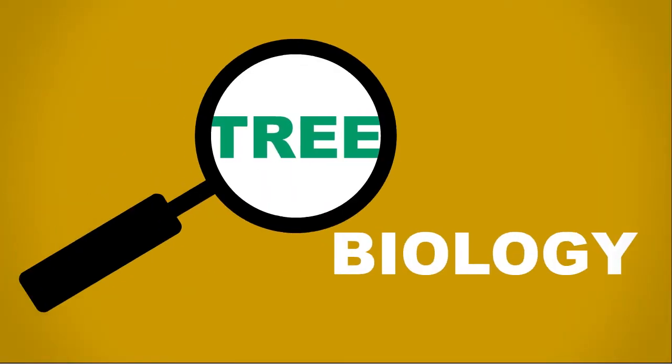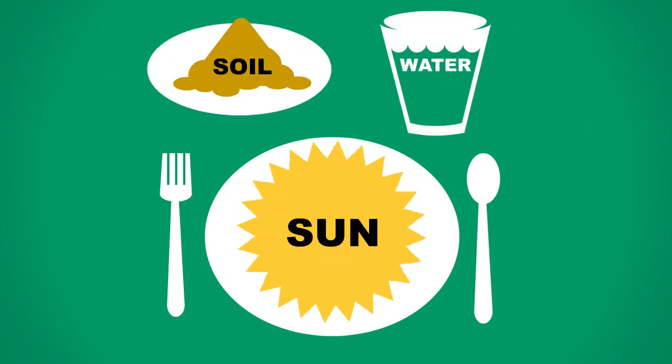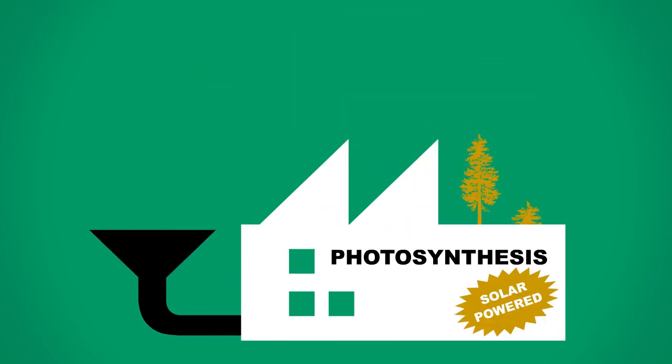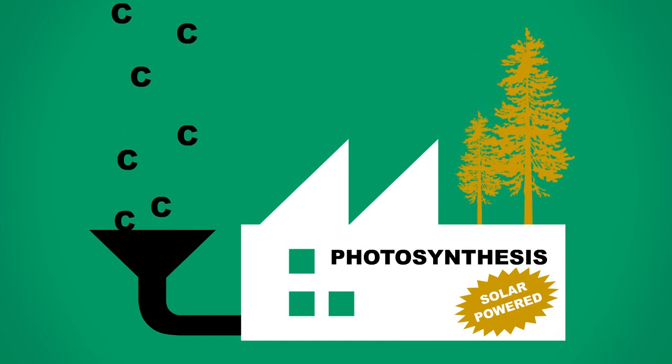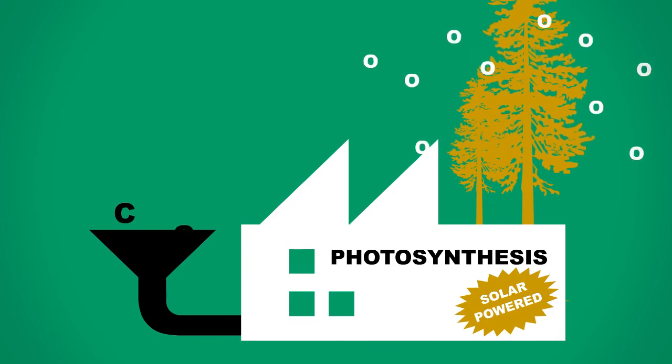Today's topic, tree biology. Trees, like all plants, need sunlight to grow, along with water and nutrients. They use the sunlight to make their own food through photosynthesis. For this process, the tree takes in carbon dioxide from the air and uses it to grow bigger and stronger, releasing oxygen in the process.